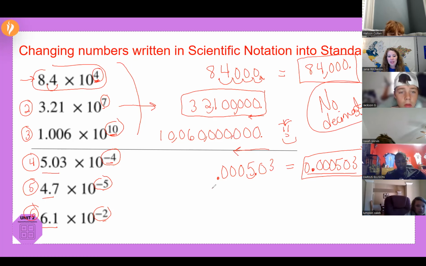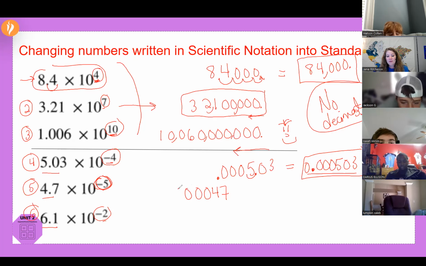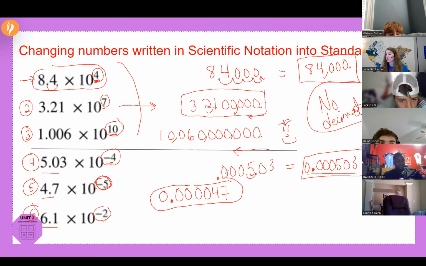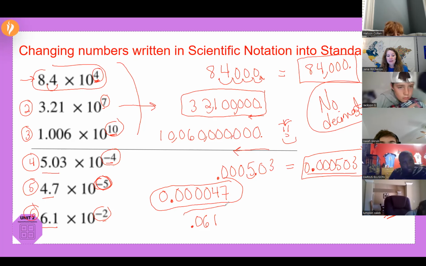All right, 4.7. I know I have a 4 and a 7. I'm moving my decimal to the left 5 spaces. So I'll go 1, 2, 3, 4, 5. It's going right there. If you want to add a 0 in the front, that's fine. You don't have to, but if you do, it's totally awesome. Okay, no commas in these either. No commas, must have decimals. And then the last one, we're moving our decimal up 2 spaces. So from here, 1, 2. That's it. There's our answer.